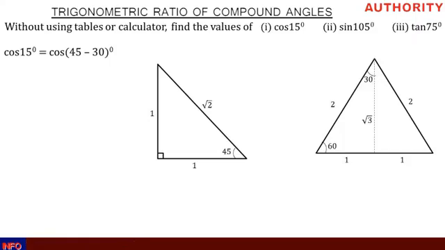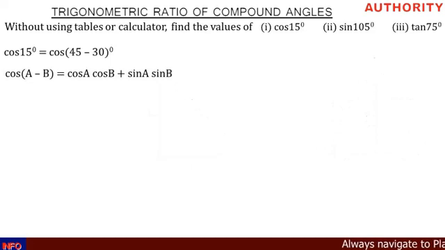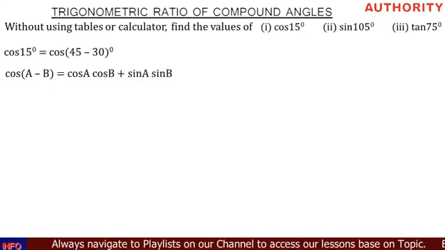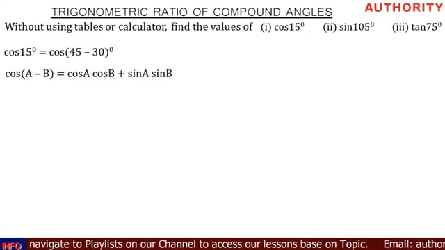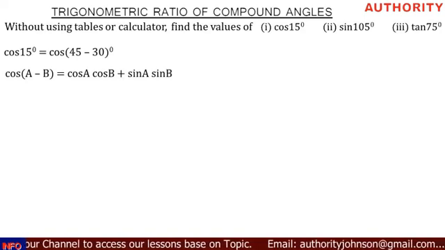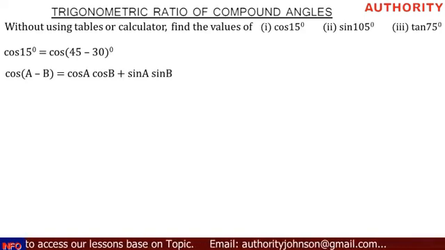In one of our lessons, we talked about trigonometric ratio of multiple angles, we proved some theorems, one of which is we say that cos(A minus B) is equal to cos A cos B plus sin A sin B. Yes, please, if you have not watched that lesson, I want you to do so. It's very important. We say that cos(A minus B) is equal to cos A cos B plus sin A sin B. You get it?